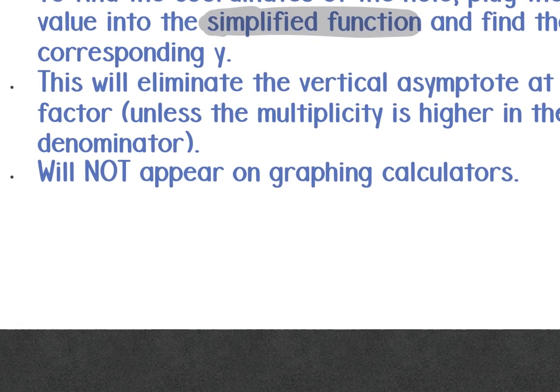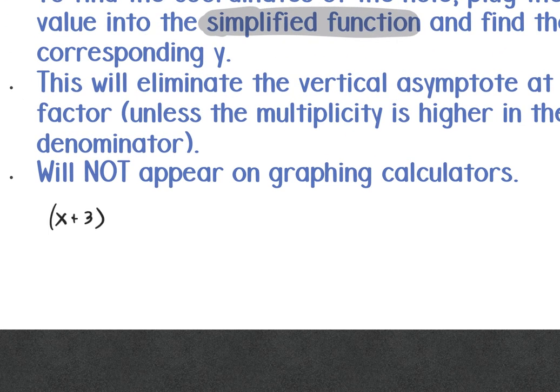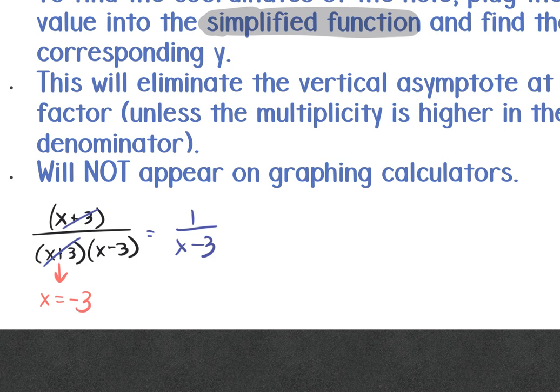So what does this look like? This would be like if I had x plus 3 over x plus 3 times x minus 3, let's say, for example. So this would cancel, and it leaves you with a simplified graph, and that's what you would graph. It also takes away this vertical asymptote, which would have been x equals negative 3, and that's the x coordinate of your hole. Then to find the y, you would plug it back into your simplified function, and I'd get 1 over negative 3 minus 3, which is 1 over negative 6. And there would be a hole in the graph at that point.